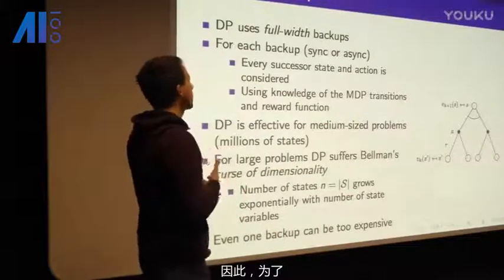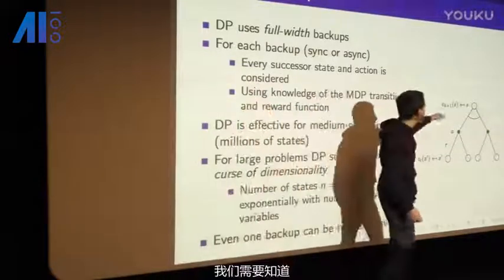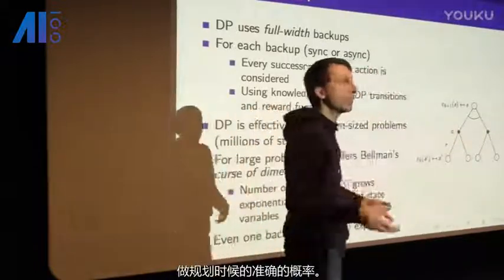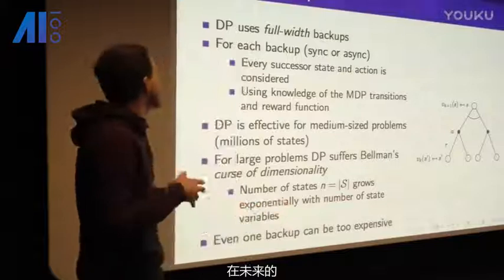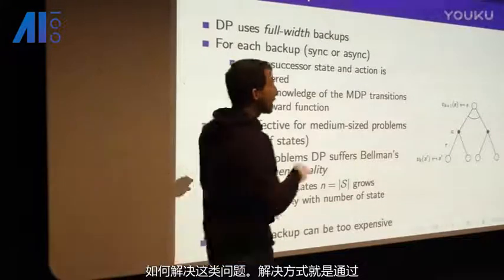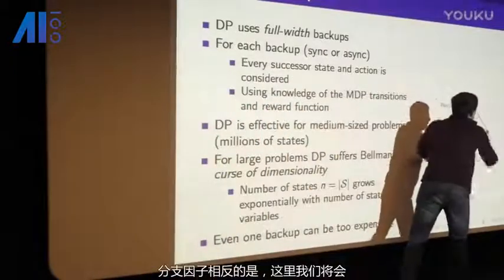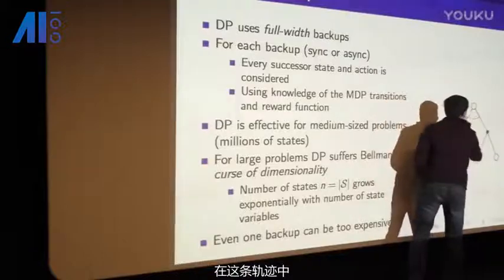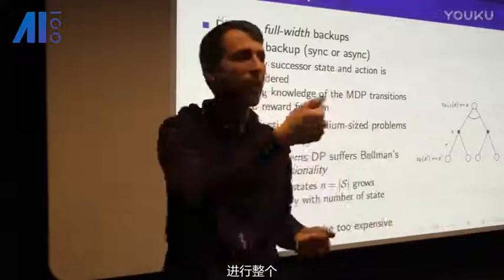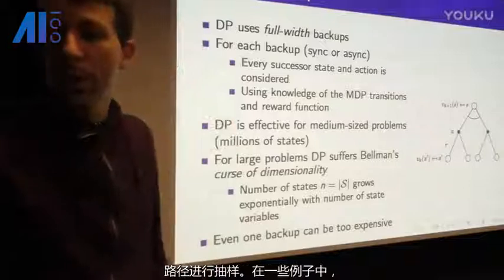There's a second drawback, which is that in order to do this look-ahead, we need to know the dynamics of the system. We need to know where the wind will blow us. We need to know exactly those probabilities. We're doing planning. What we're going to look at in future lectures is how to solve this problem, and the way that we solve this is by sampling. Instead of considering the entire branching factor, we're just going to sample particular trajectories, sampling our expectations instead of doing a full width search, just a single trajectory.